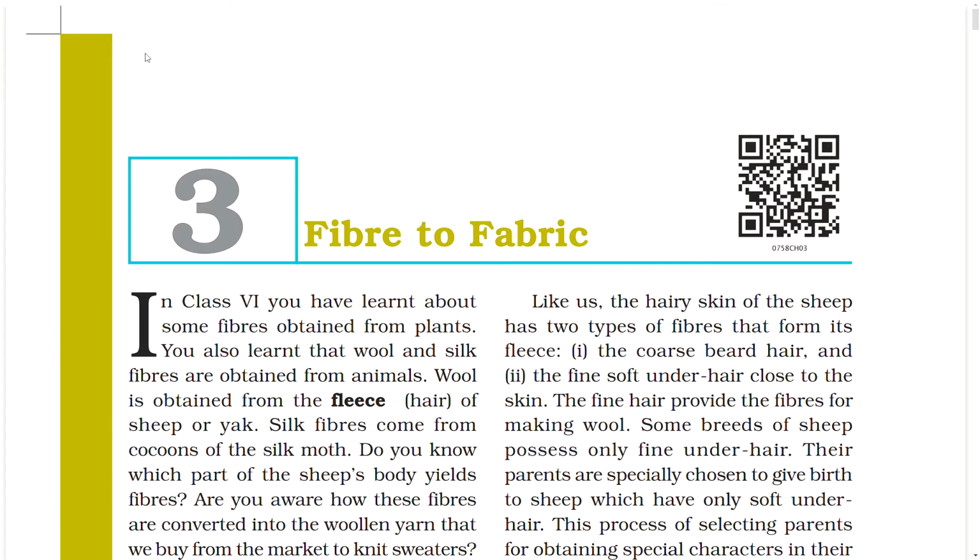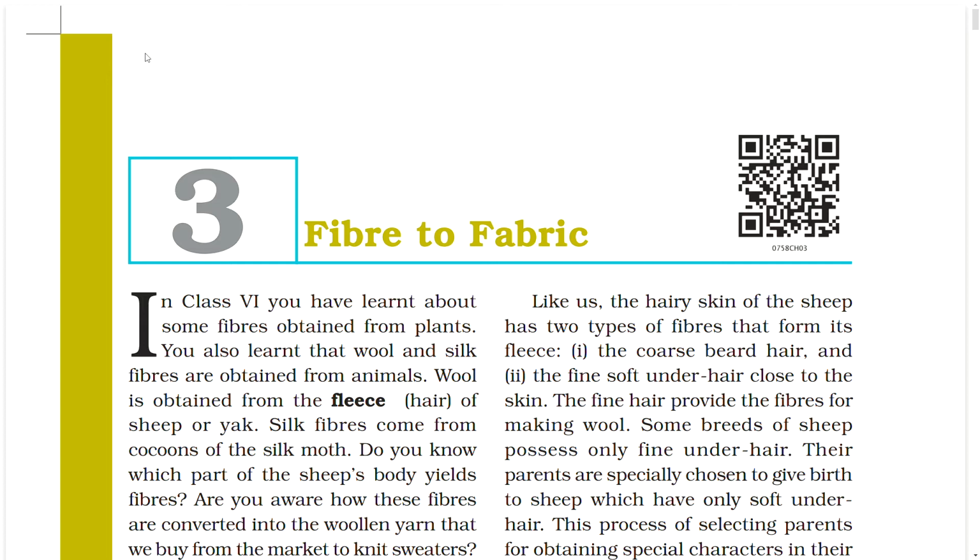3. Fiber to fabric. In class 6, you have learned about some fibers obtained from plants. You also learned that wool and silk fibers are obtained from animals. Wool is obtained from the fleece, hair, of sheep or yak. Silk fibers come from cocoons of the silk moth.